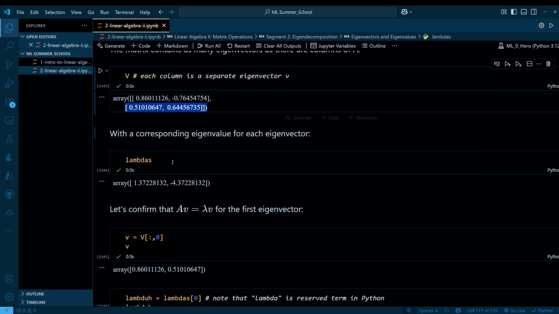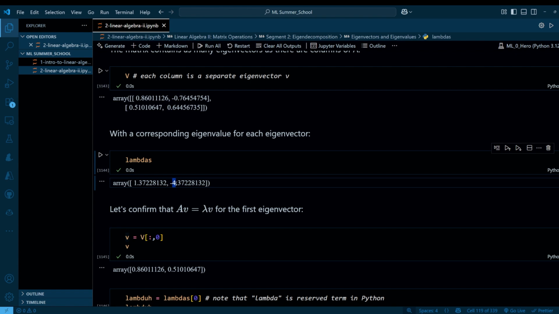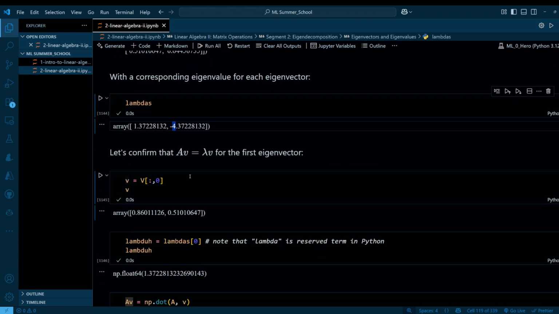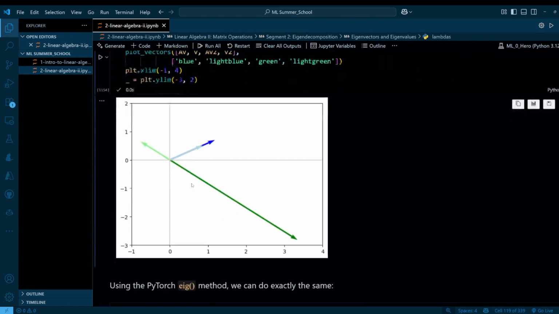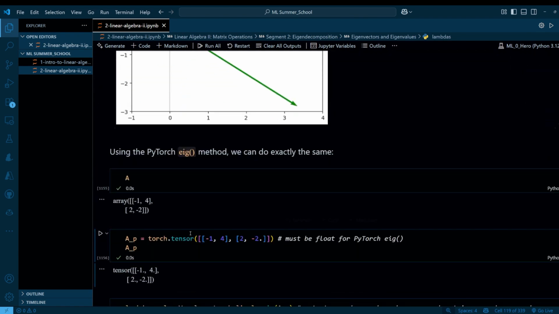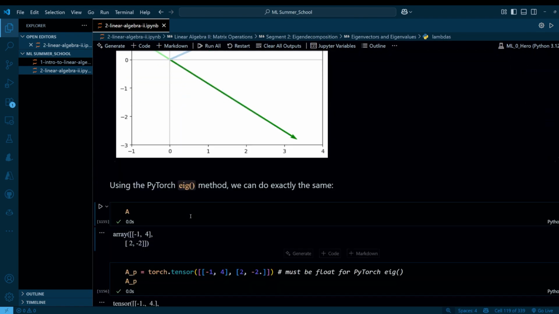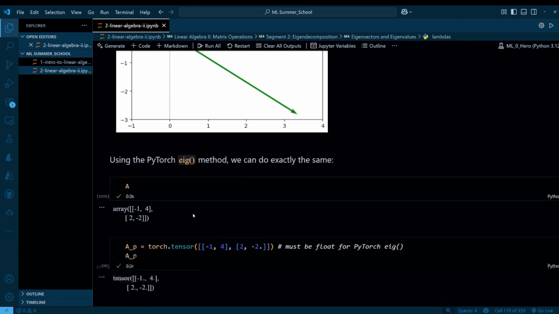For this vector it is mentioned -4, that means it will move in the opposite direction, and it is 4.3, that means it scales. Okay, that is it. So you can easily understand from a particular matrix what will happen to its eigenvectors and so on.